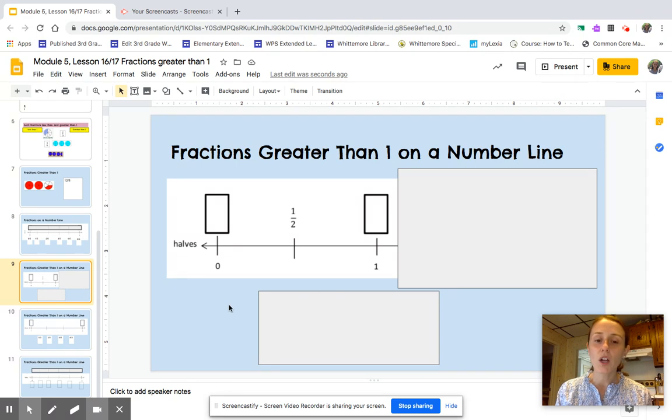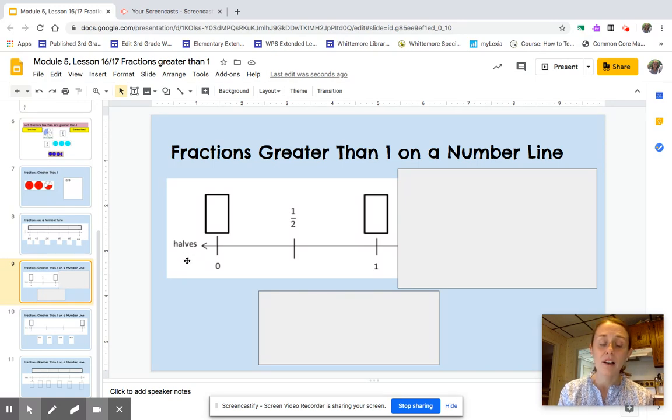So now I'm going to take a look at my next slide, and now we're going to start talking about fractions that are greater than 1 and how to put them on a number line. But before we do that, I just want to show you part of my number line, because this part of my number line goes from 0 to 1, just like we talked about, having no pieces and all the way to 1 whole. And if you take a look over on the left-hand side, you can see that I am focused on halves.